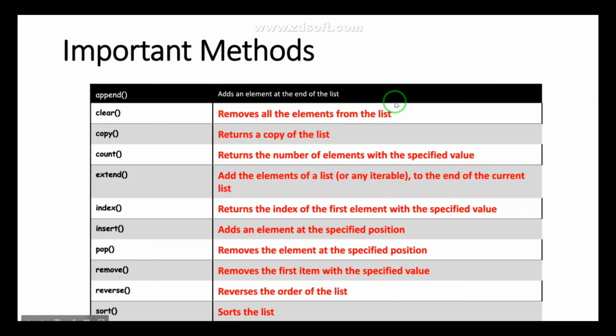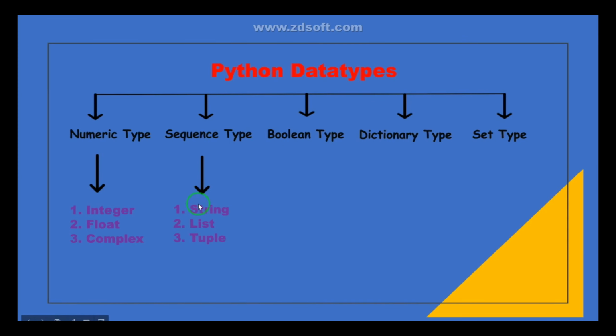So right now we have completed the list, and we have discussed a lot about the list. In the upcoming video I want to discuss the tuple, so that we can complete the sequence types in the next video. And after that we will see the next data type, that is boolean.